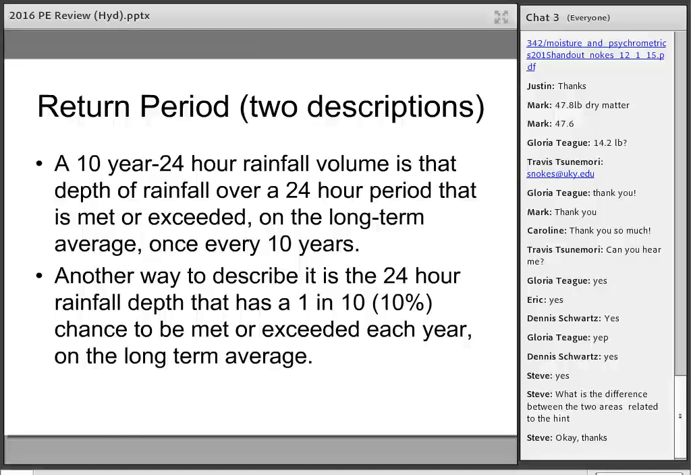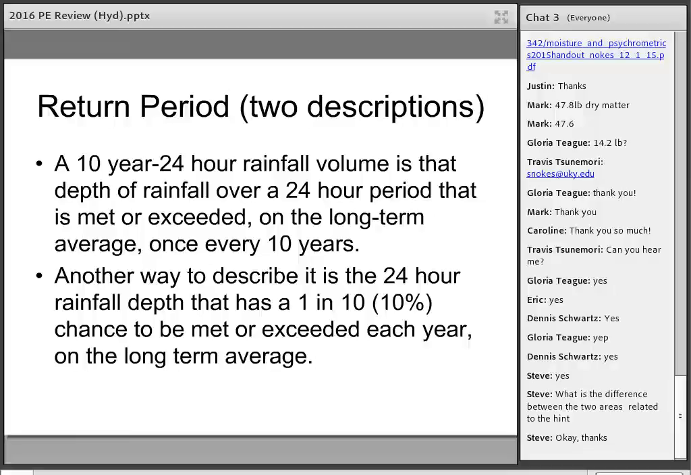So the reason I emphasize that met or exceeded is understand that the 100-year event, which is a more extreme event, is included in the group that you'd be dealing with. So the other 9 years would be something other, but that 1 year, the 100-year event, would take care of this 10-year event issue. That's more detailed than you need, it just kind of confuses it. But realize that met or exceeded is important. Another way to describe it is the 24-hour rainfall depth that has a 10% chance to be met or exceeded each year on the long-term average.